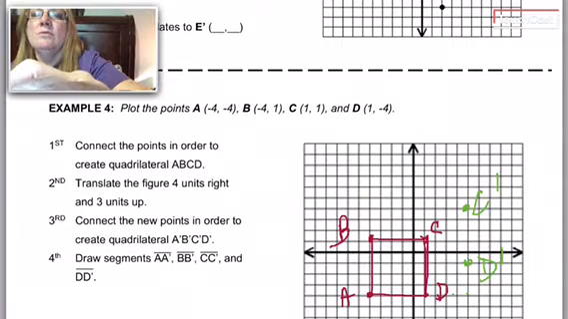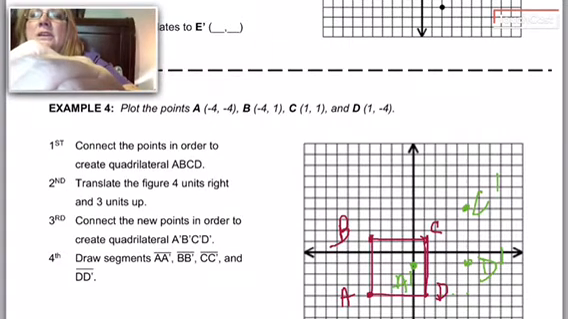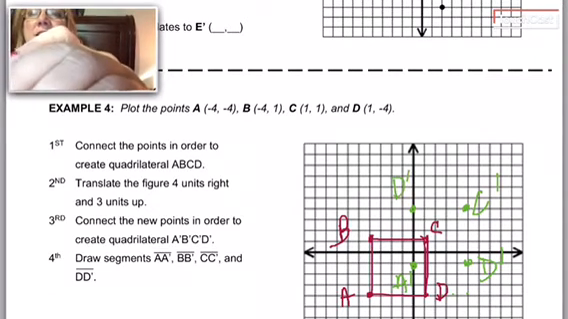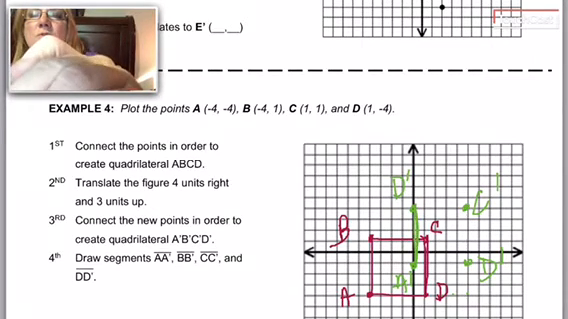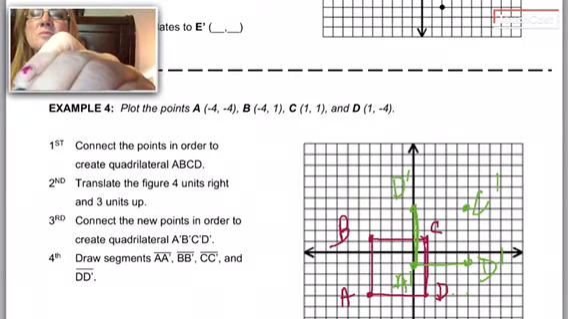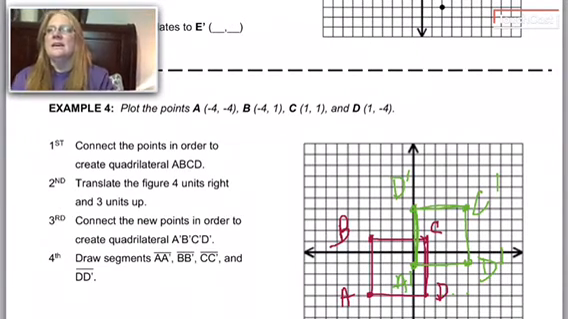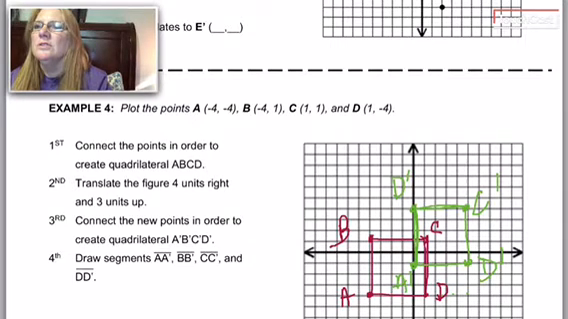And go to A. 4 right, 3 up. And that would be A prime. And B. 4 right, 3 up. And if we connect these, we should have a congruent figure. It has just been translated. It's just been moved. And that's it. So connect the new points and draw the segments, and that is our image.